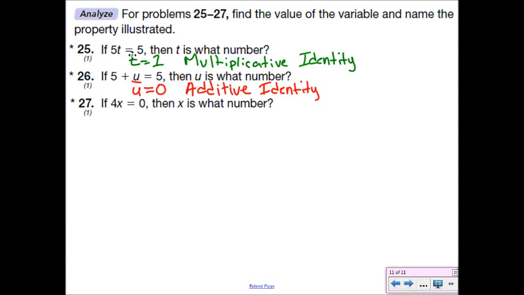And then if 4 times x equals 0, x is any number times 0 equals 0. So x must be 0, and that's because of the multiplicative property of 0. And that says any number times 0 is 0.